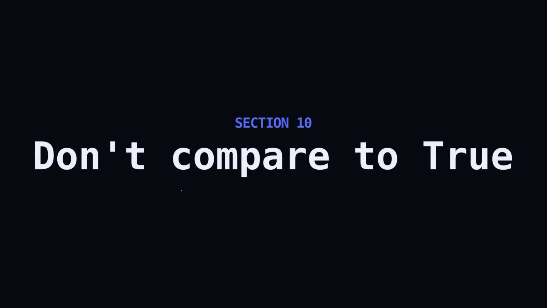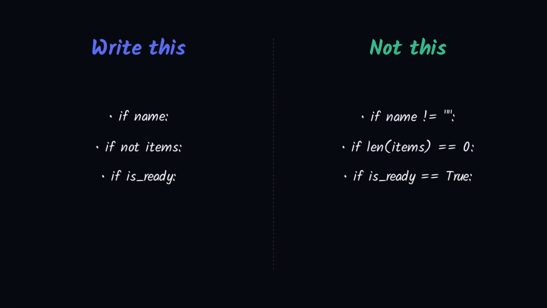One habit to drop right now. Once you trust truthiness, whole comparisons melt away. Write if name, not if name is not empty. Write if is_ready, never if is_ready is equal to True. Comparing a value to True is redundant. The value is already true or false. Shorter, and it reads like English.